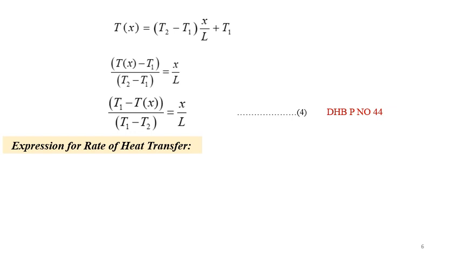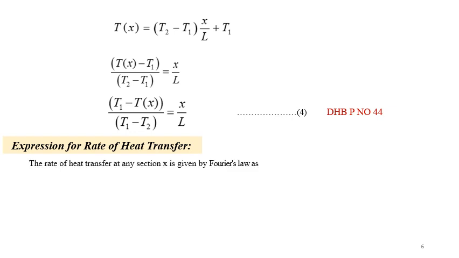And we know that the temperature variation is linear, isn't it? So equation number 4 is called the temperature distribution equation for a plane slab, and the temperature distribution is linear. Okay, so we can get the expression for heat transfer also. So we will see what is the expression for heat transfer.